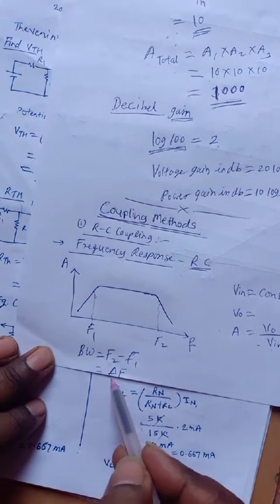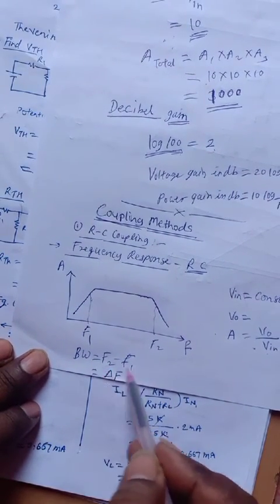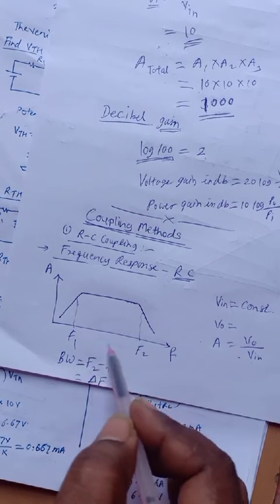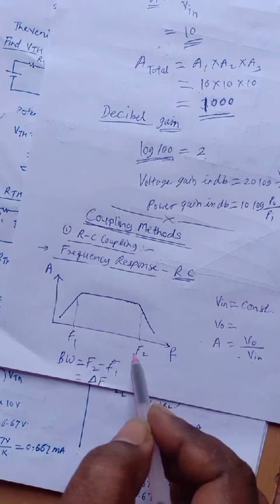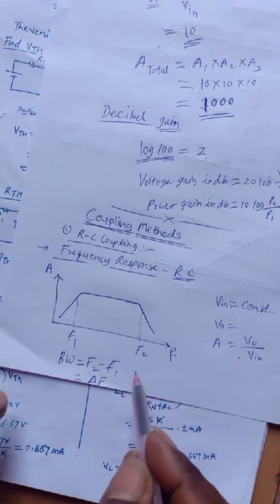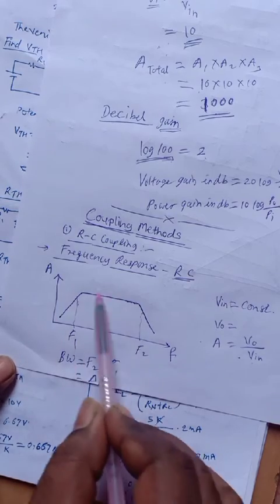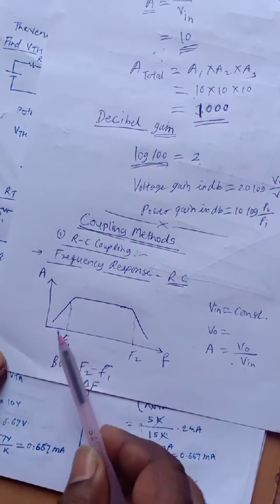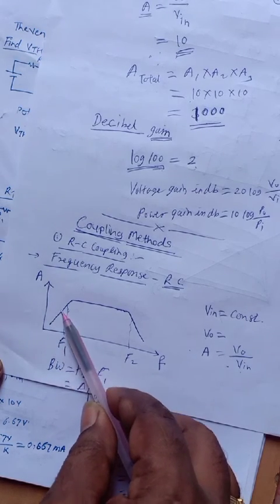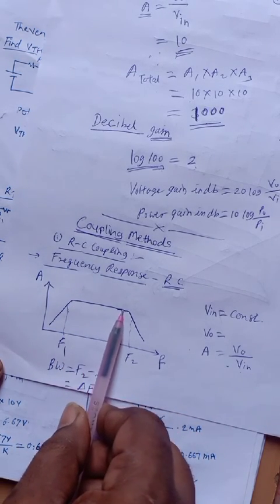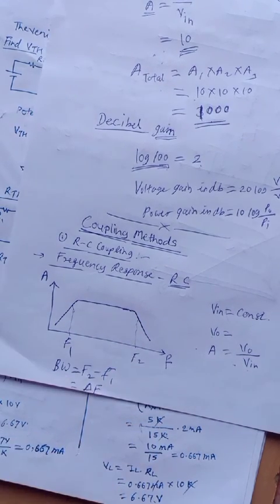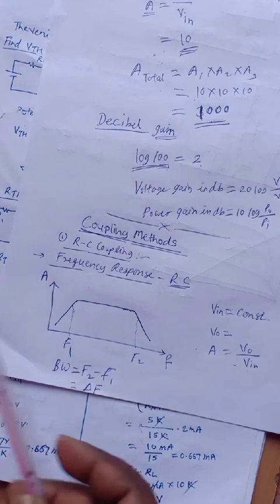So this is delta F, the difference between the two frequencies, F2 minus F1. This is the range of frequency over which the amplifier works properly. So this is nothing but the bandwidth, and this is nothing but the frequency response. In the next lecture we are going to see why initially the gain increases, why it becomes constant, and why it decreases again. Now we are going to stop here.